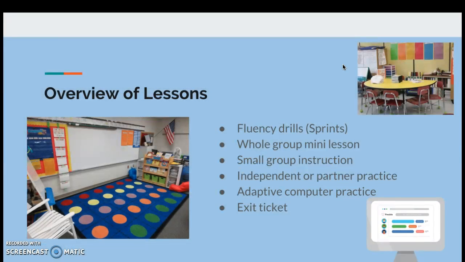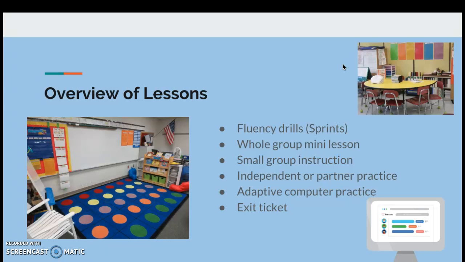A typical lesson will begin with a fluency drill, also known as a sprint, where students will answer as many questions as they can within a given time period, usually a minute. They will try to answer as many as they can. When the minute is up, they will flip their paper over, where they will have another chance to do the fluency drill with a different set of problems, again a minute, and they will try to improve their score from the front.